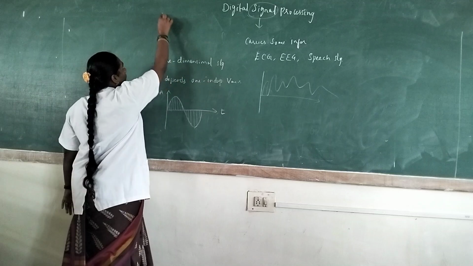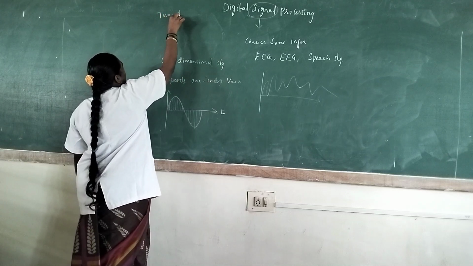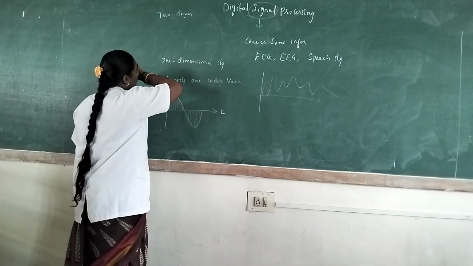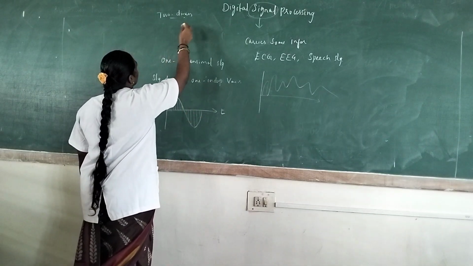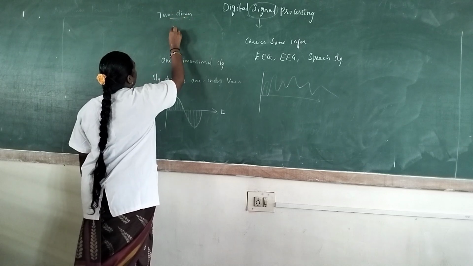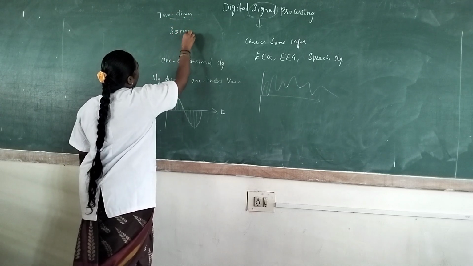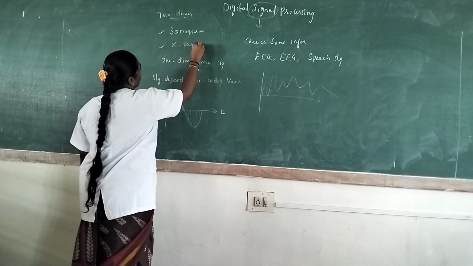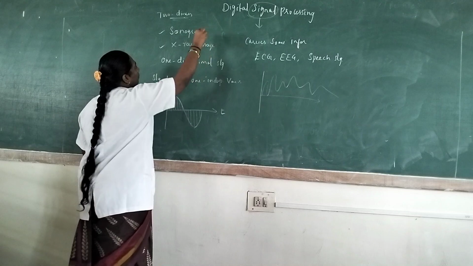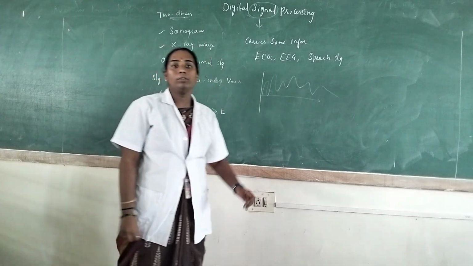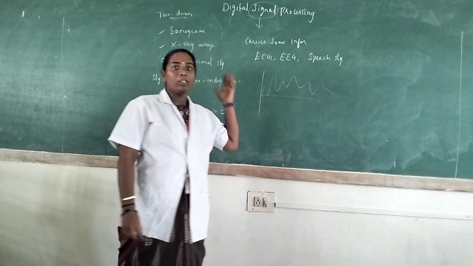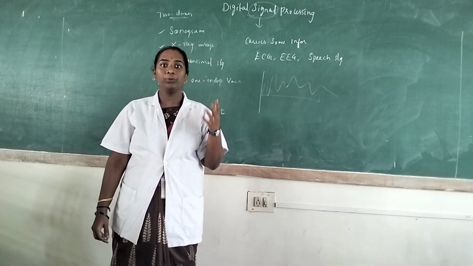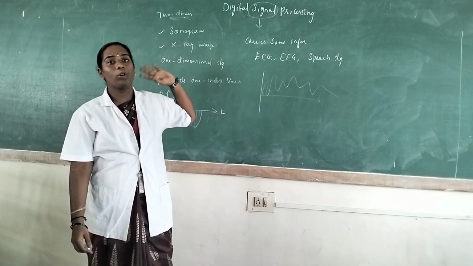Similarly, examples of two-dimensional signals are a photograph and X-ray images. In a two-dimensional signal, a particular signal depends upon two independent variables, hence it is called a two-dimensional signal.